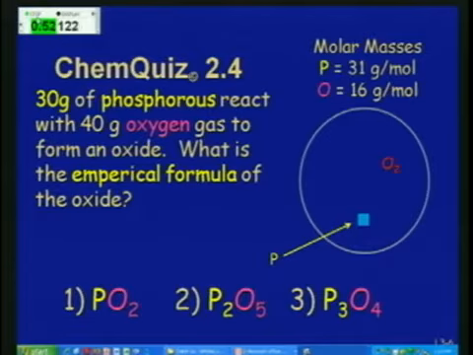Find the factor to multiply. So what's the factor? Double it. Okay. What's the correct answer?